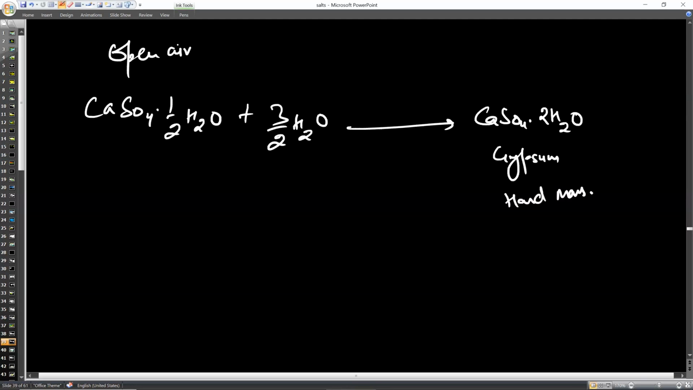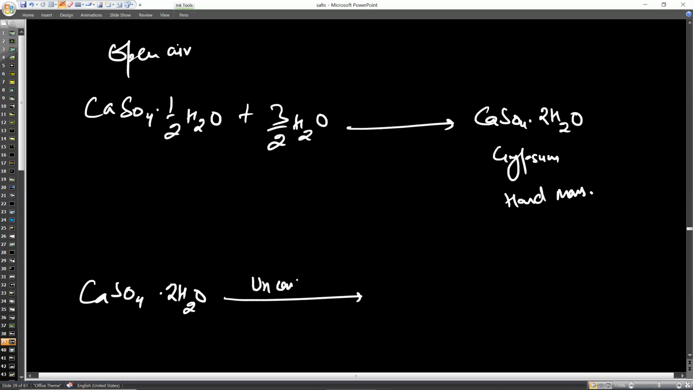Okay, you understood? So the second question comes: what would happen when uncontrolled heating is done during the preparation of plaster of Paris? Uncontrolled means you are not maintaining the temperature at 100 degrees Celsius, you just keep on heating it. Then this CaSO4·½H2O, when you keep on heating, the whole of the water molecule of gypsum will be eliminated.